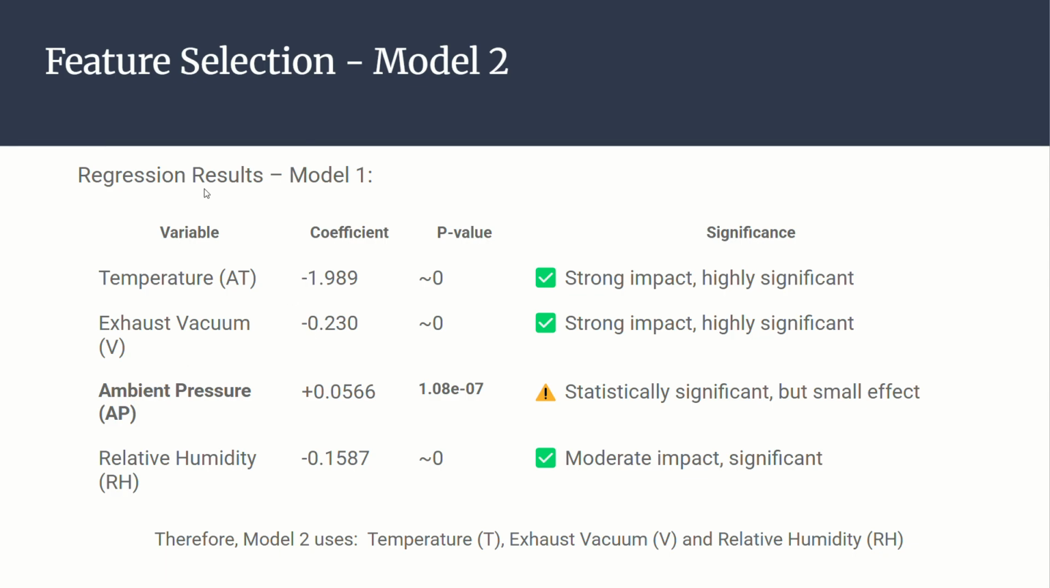According to the regression results of Model 1, I could analyze the results and I find the variable ambient pressure has the smallest effect on the output. So, Model 2 uses three inputs: temperature, exhaust vacuum, and relative humidity.